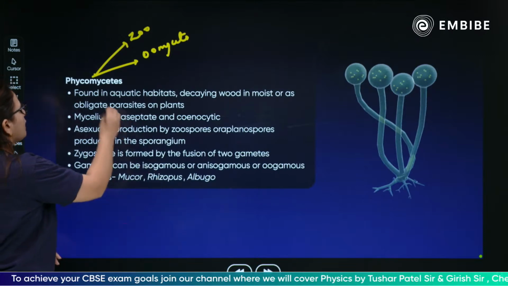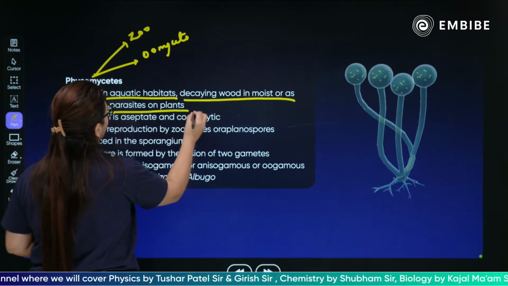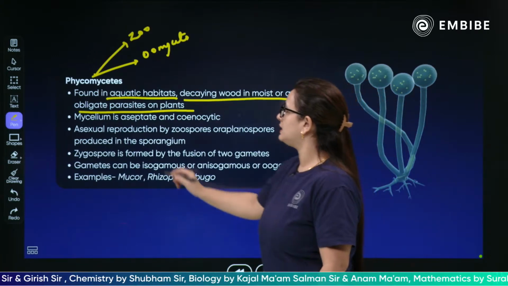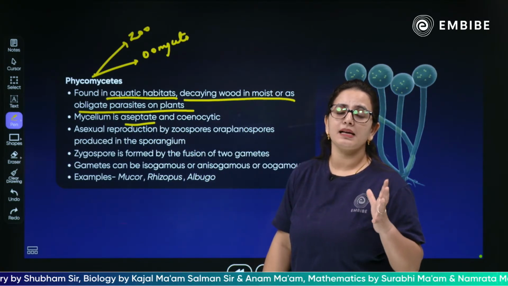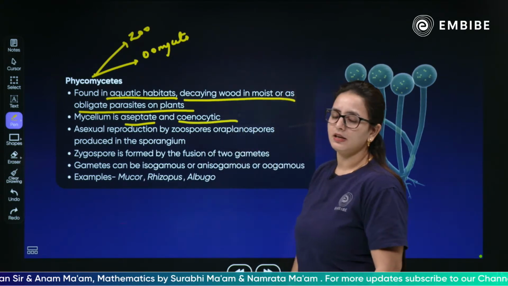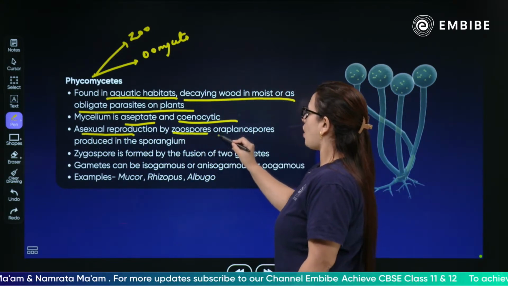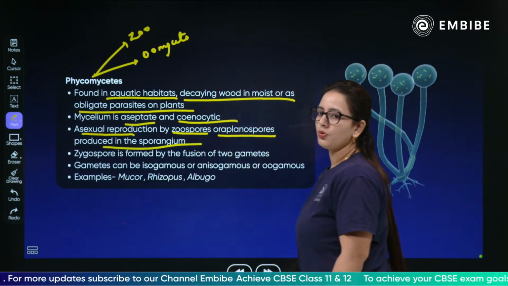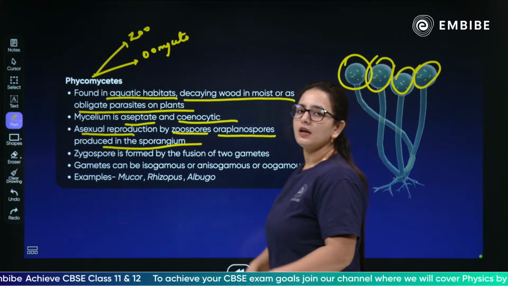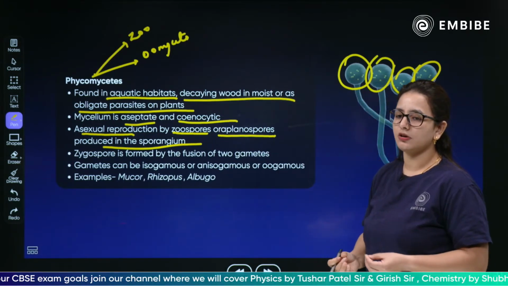Talking about the phycomycetes, they are found in aquatic habitats, present on decaying wood, in moist places, as well as obligate parasites on plants. The mycelium they have is typically aseptate, and whenever there is an aseptate mycelium, with no division in the mycelium, you should always consider it to be cenocytic. Talking about asexual reproduction, children, it is by zoospores or aplanospores produced in the sporangium. The sporangium produces spores called zoospores, which are released and create a new fungus or organism. This is how asexual reproduction takes place.